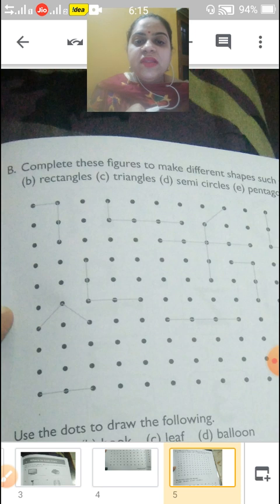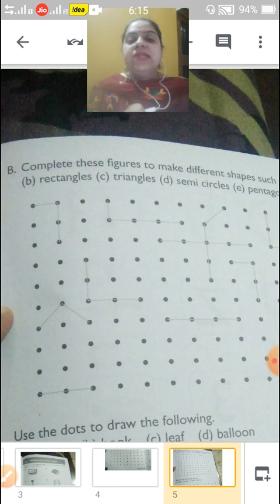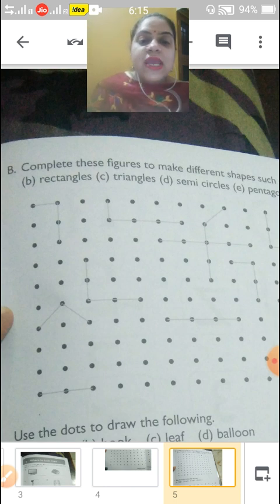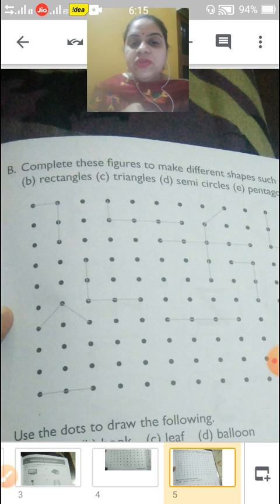Now complete these figures to make different shapes, such as rectangles, triangles, and what else, semicircles, pentagon. So children, we did this type of question also in our book on page number 5. Okay, question number 3 we did.